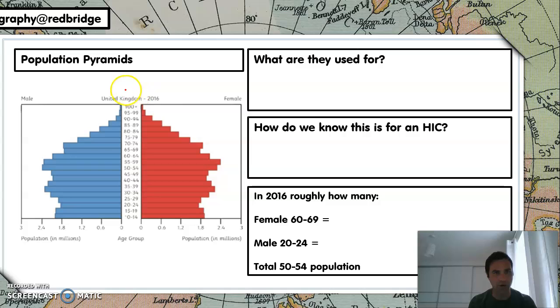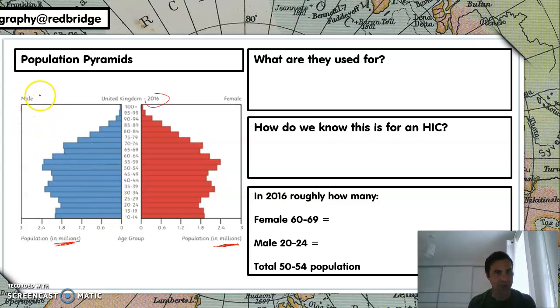We have the United Kingdom in 2016 as our data range. What this is showing is how many people fall into these age brackets, as a proportion of the population in millions. So it's in millions here. Sometimes they show it as percentages, but in this instance, it's in millions. So please make sure you don't confuse the two.